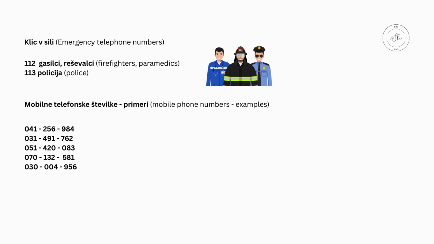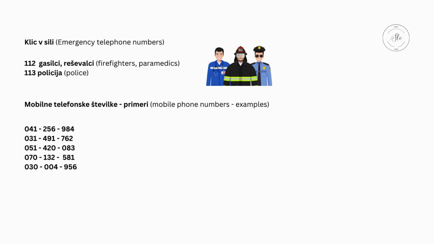Mobilne telefonske številke. Primeri. Let's look at some examples of mobile phone numbers. You can read the numbers separately or join them by tens or hundreds. Let's read through them. Nič štiri ena 256 984, or nič štiri ena 5, 6, 9, 8, 4. Second, nič, 3, 1, 491, 762. Or, nič, 3, 1, 491, 762.